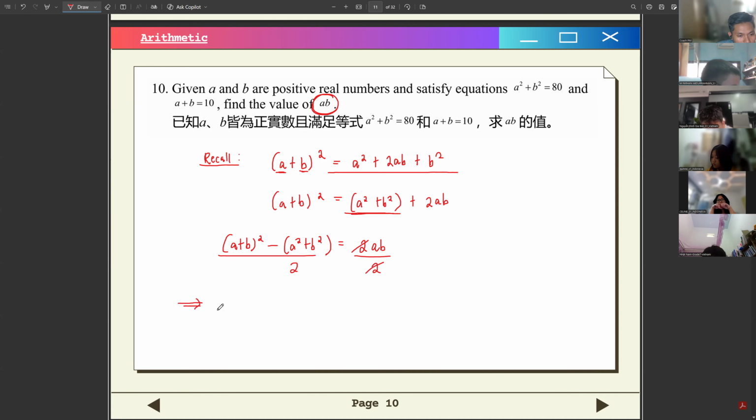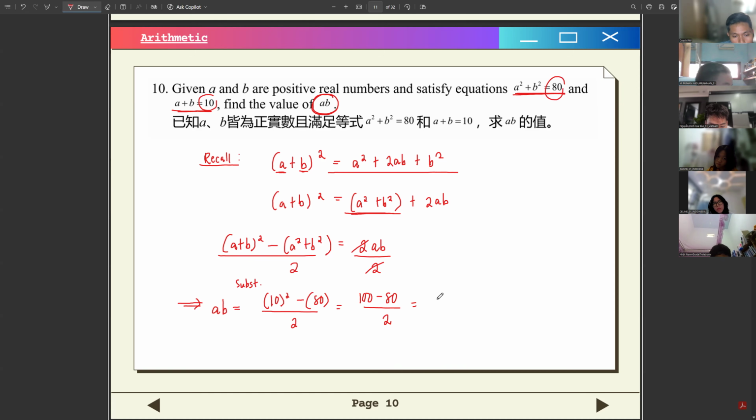Okay? That means our AB is equal to, take note, we have a value for A plus B, this one. We have a value for A squared plus B squared, which is this one. So we can just substitute the given values. A plus B, quantity squared. So our A plus B is 10. So that's 10 squared. A squared plus B squared from the given is 80. So substitute the value all over 2. So we have 100 minus 80 all over 2, 20 over 2, which is 10. Okay?